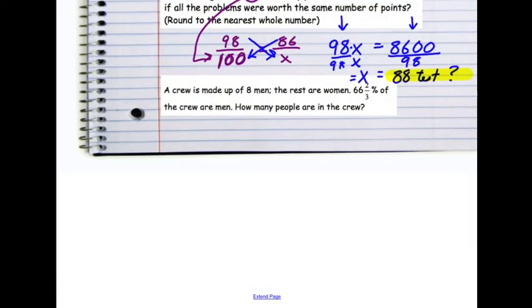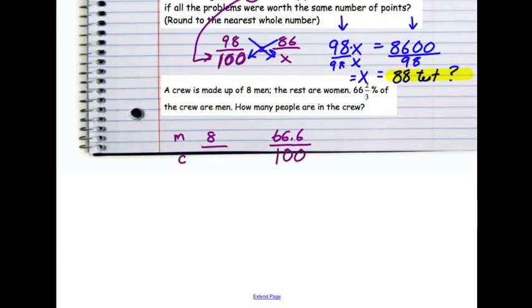We'll do one more like that. A crew is made up of 8 men. The rest are women. So I have 8 men. 66 and 2/3% of the crew are men. 66 and 2/3 is the same as 66.6, right? You probably know this. And it's a percentage, so it's going to go over 100. How many people are in the crew total?